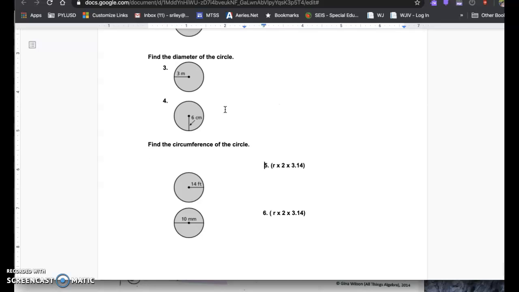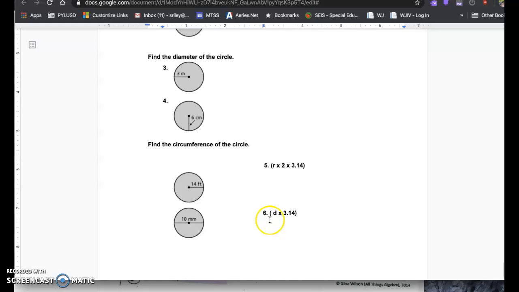And then your next problems are 5 and 6, and I helped set them up over here. So it's asking you to find the circumference of a circle. Please remember that the circumference of the circle is the distance around the circle. This formula is for radius. This one I will actually change and make it for the diameter to make it a little bit easier for you. So you take your radius and you times it by 2, and then you times it by 3.14.